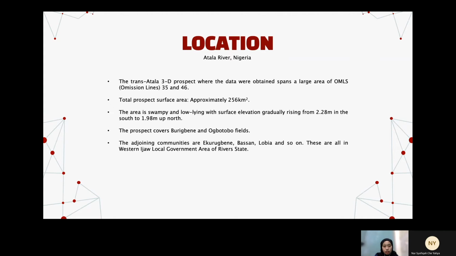The area is swampy and low-lying, with surface elevation gradually rising from 2.28 meters in the south to 1.98 meters up north. The prospect covers Burik Bin and Okbotobo fields. The adjoining communities are Ikuruk Bin, Basan, Lobia, and so on. These are all in Western Ijaw local government area of Rivers State.